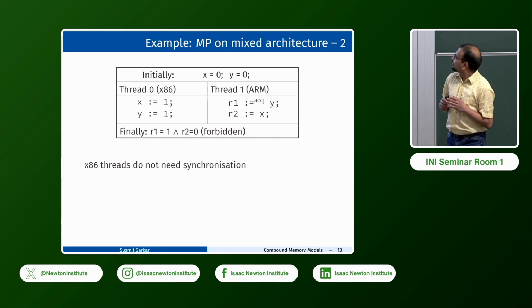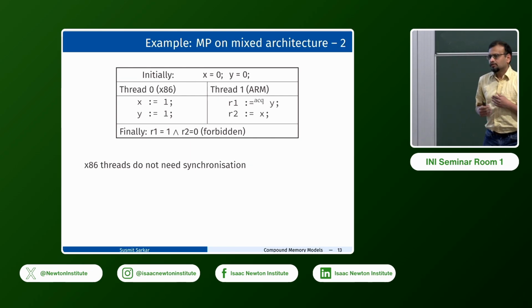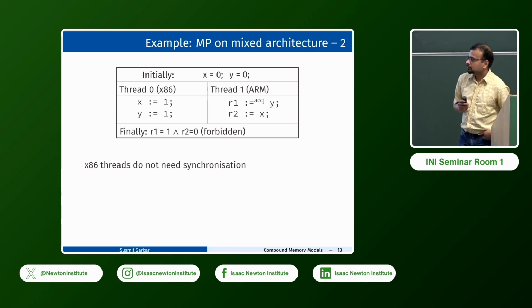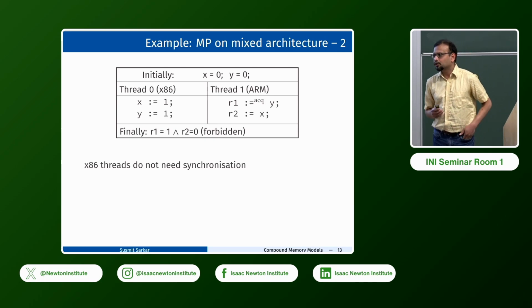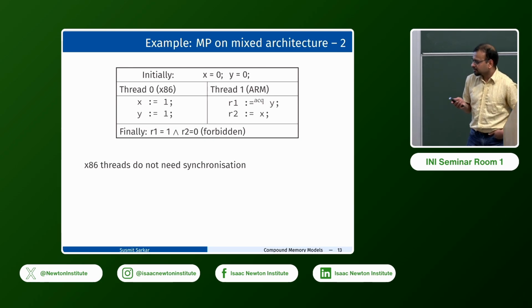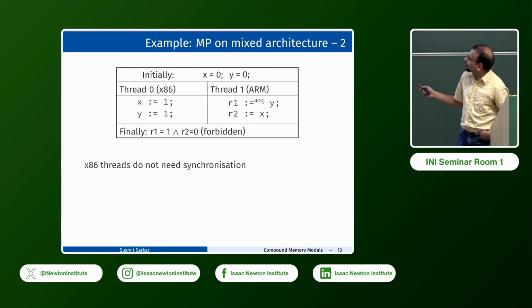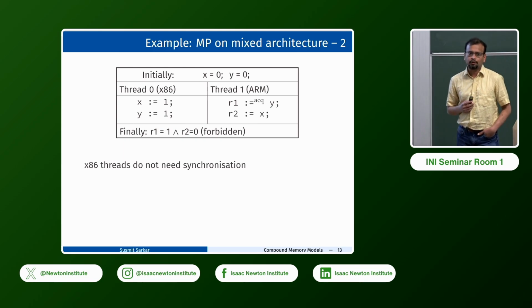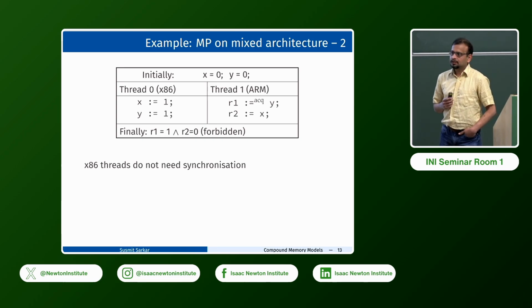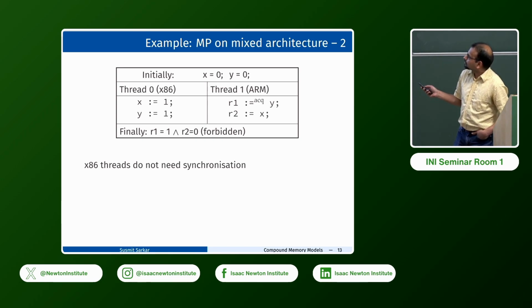If we did want to forbid it, we would have to stop that kind of reordering on ARM. And there are many different ways of doing it. One of the ways is to upgrade the load of y to what ARM would call a load acquire. And that would mean that these two loads will not be reordered.